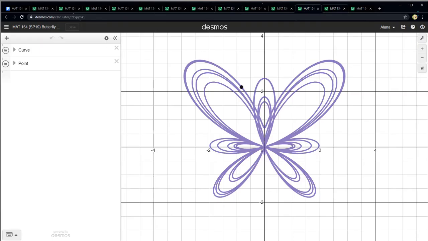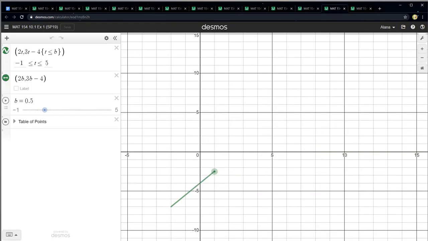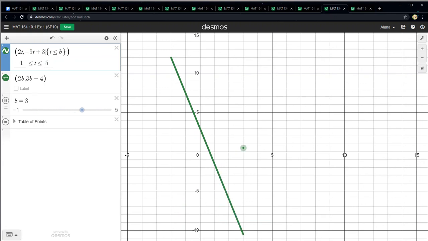So, for example, let me show you the problem we were just working with, actually the previous problem, problem number 1. You can see it was 2t and 3t minus 4, like this. And you can establish it's a diagonal line. Now, if I want to change it to the one we were just looking at, I can actually prove that it works either way. So it was negative 9t plus 3 right there. And then I make this negative 9t plus 3.